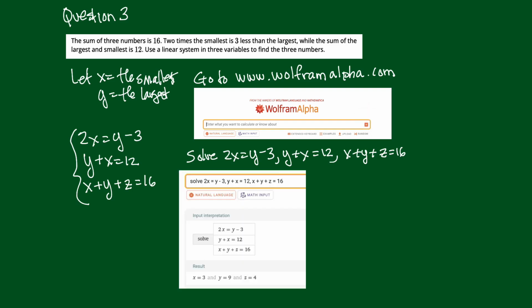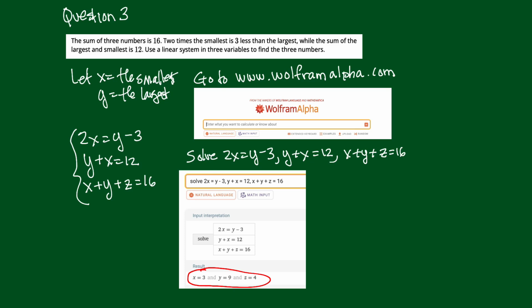And when you do so, this is what comes up. Here at the very top is what you typed in. Then here's Wolfram Alpha's interpretation of what it thinks you typed in. So just be sure that what Wolfram Alpha says is what you actually wrote. And then down at the bottom is what Wolfram Alpha claims to be the solution. So what we're saying here is that x is 3, y is 9, and z is 4.